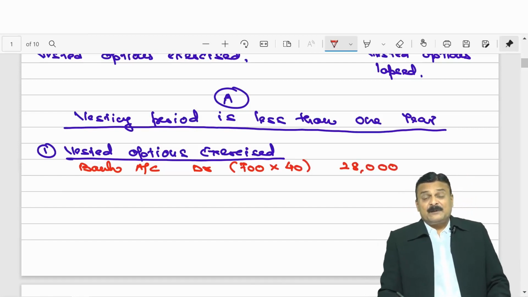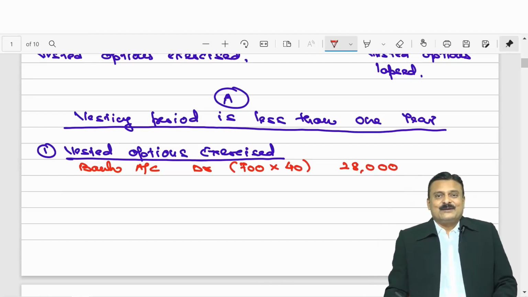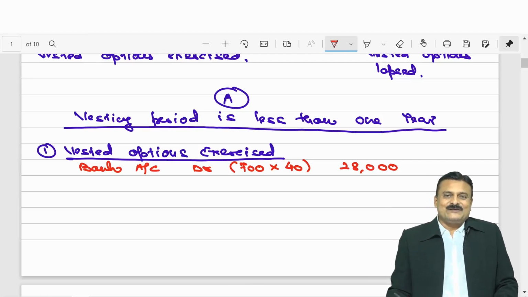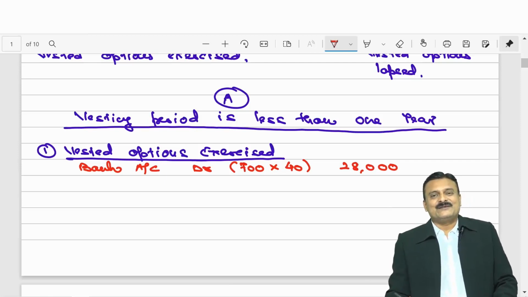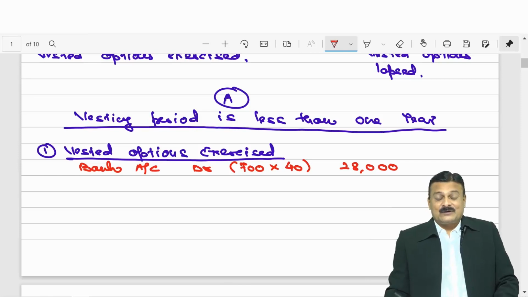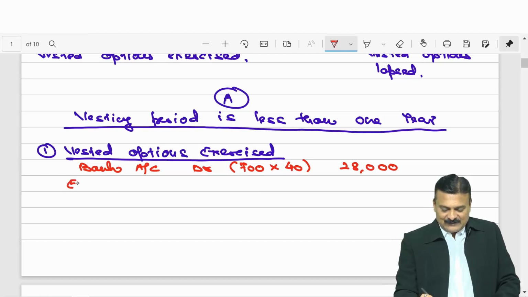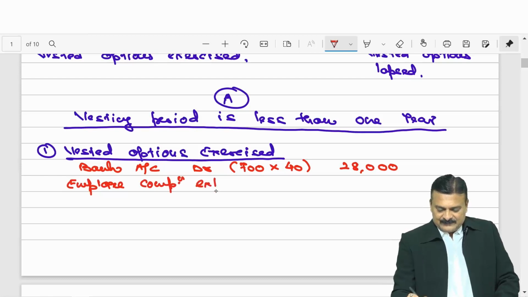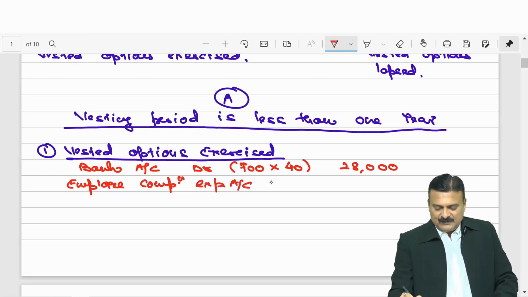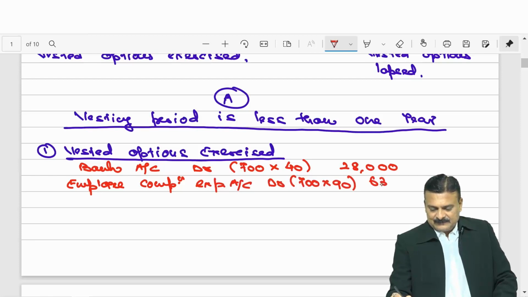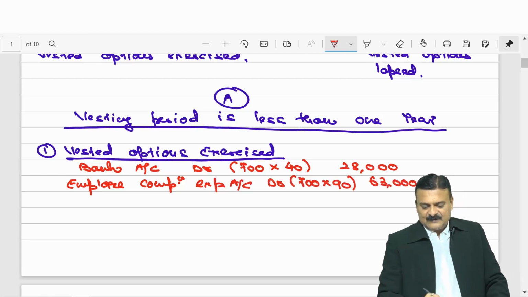Then, how much expense did your company have? Company had to suffer 90 rupees per option and 700 options the company is issuing. So the company had an expense of 700 into 90. This expense is called employee compensation expense account, debit. 700 into 90, so that will be 63,000.